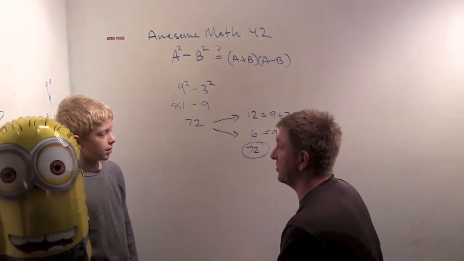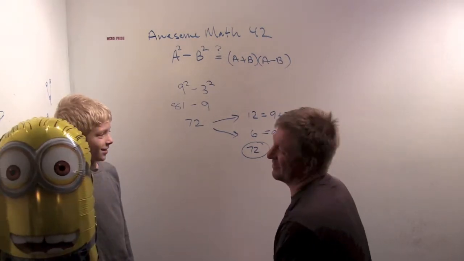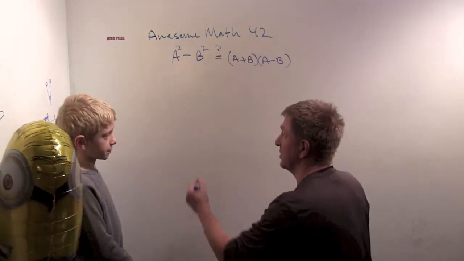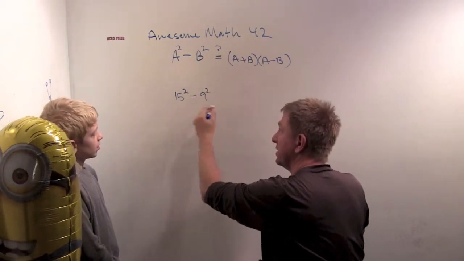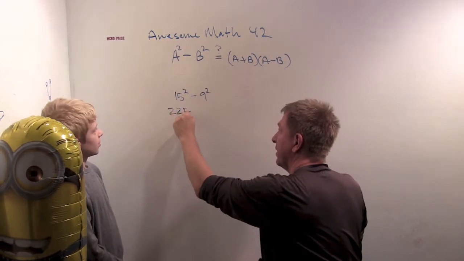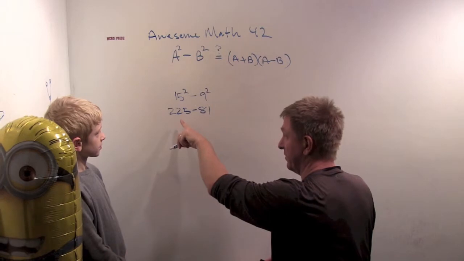A plus b times a minus b. Should we try one more just before we turn the camera off? No, I think we got it. You think we got it? I think we should do one more. How about a really tricky one, like 15 squared minus 9 squared. See, these numbers are so big, it's hard to know what to do. This would be 225 minus 81. Why don't you think about what this is?